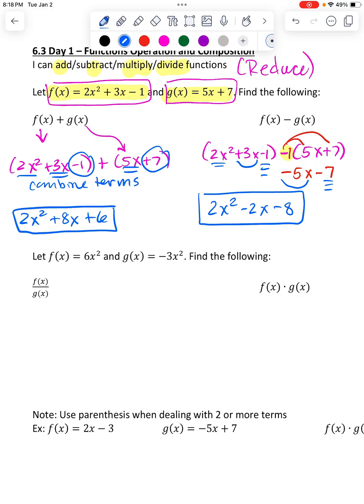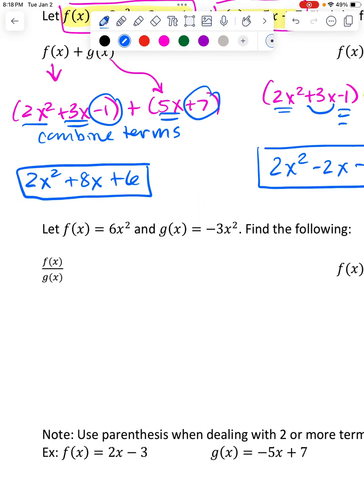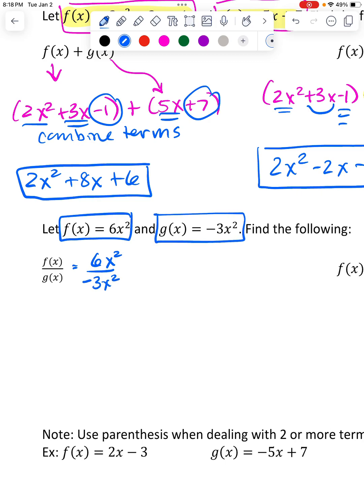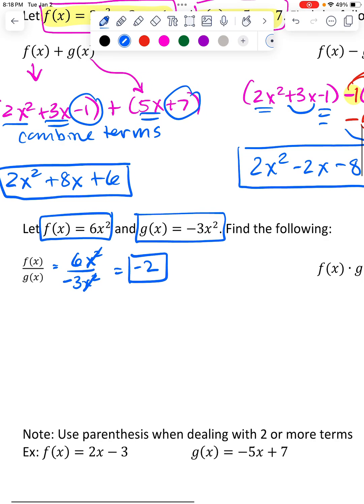Now we're going to take a look at what looks like division, but it's telling you to take function f, and they redefine them. Function f is now 6x squared. Put it over function g, which they're now calling negative 3x squared, and then do whatever math you can to that. Well, we did these recently where I would say, oh, well, 6 over negative 3 is going to be a negative 2. And here I have x squared on the top and bottom, so they're the same and they cancel. So in this case, it reduces to just a number.